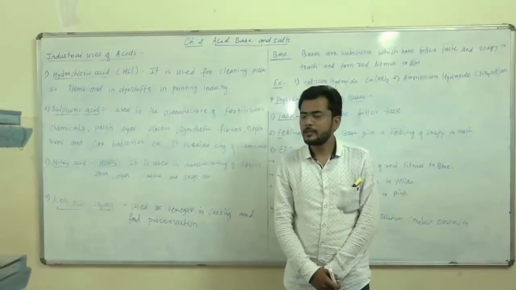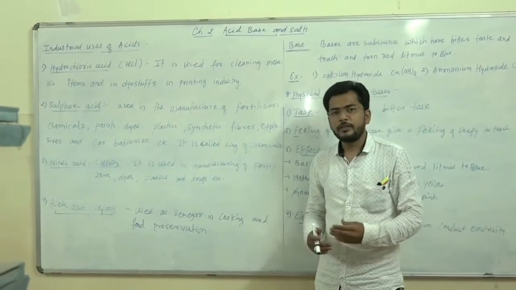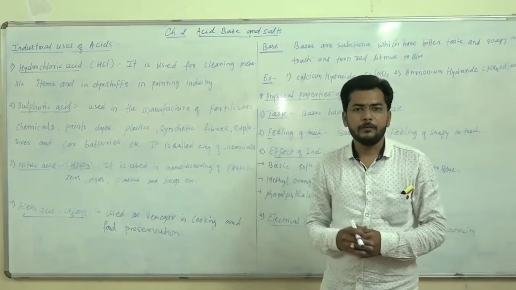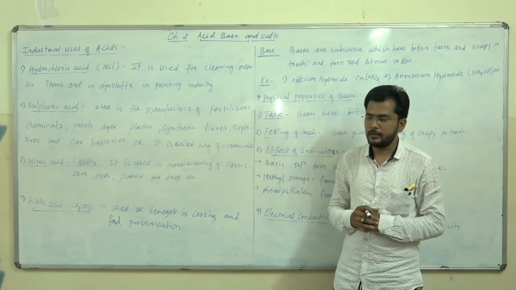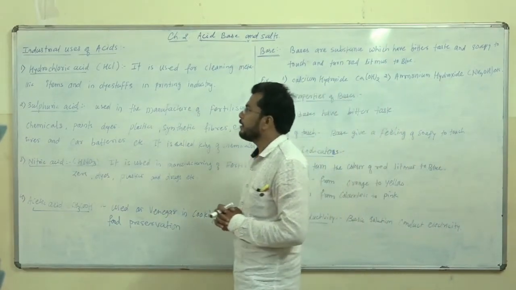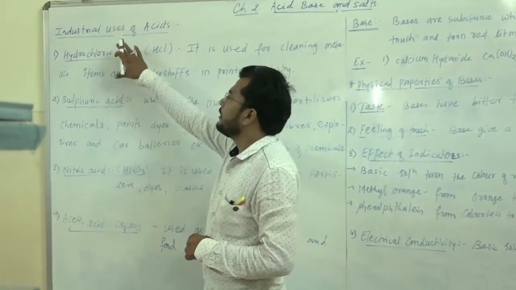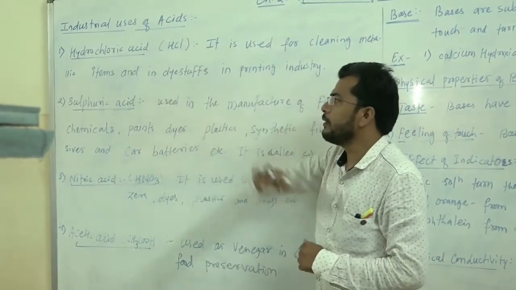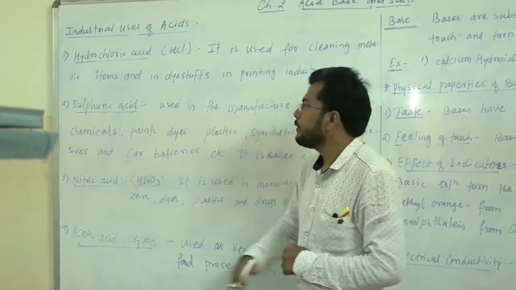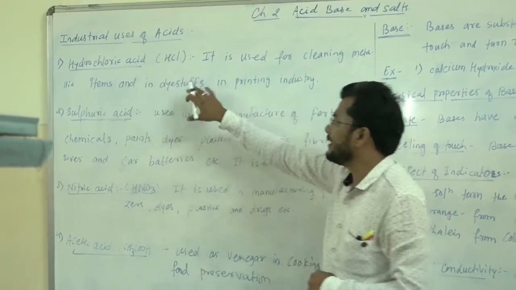Welcome back, students. Until now we have seen the physical properties of acids, and after that the chemical properties of acids. Now we are going to study the uses of acids. Which uses? Industrial uses of acids. First, we have hydrochloric acid, HCl.